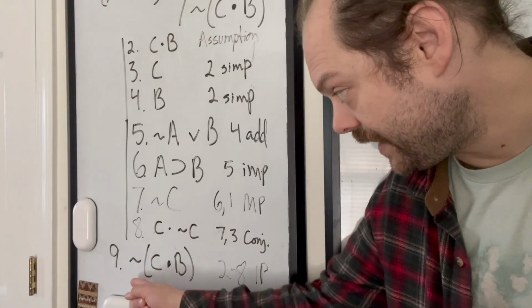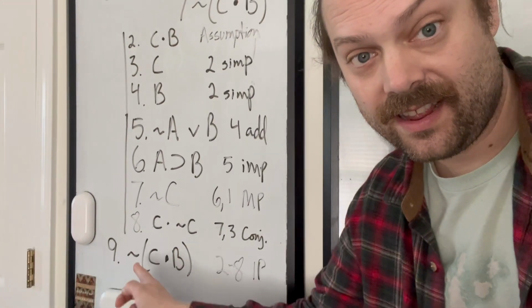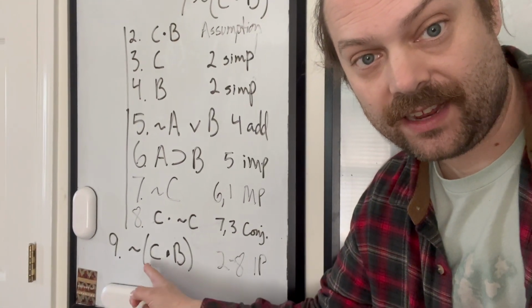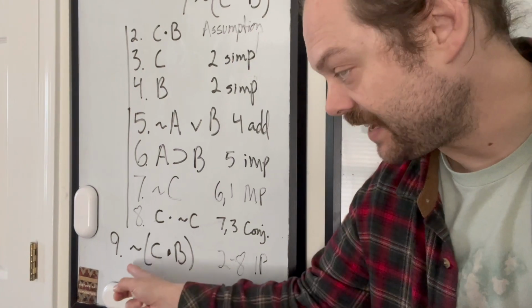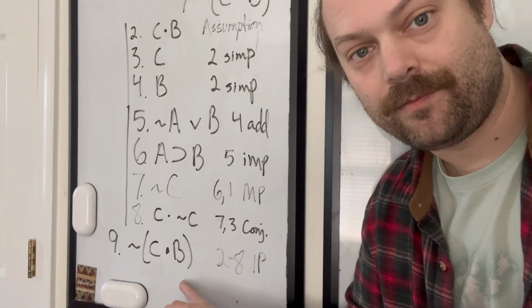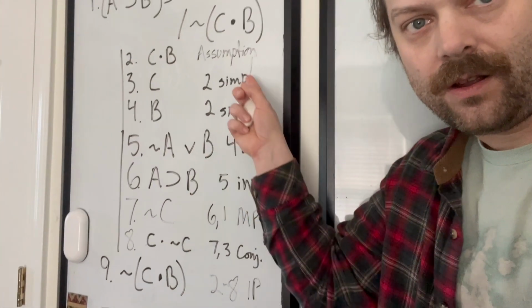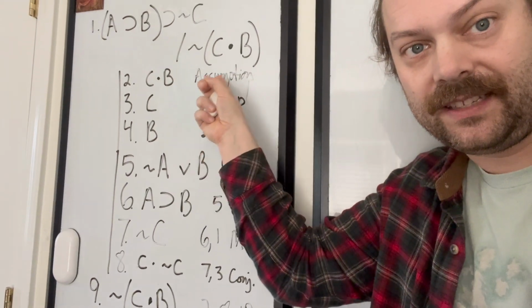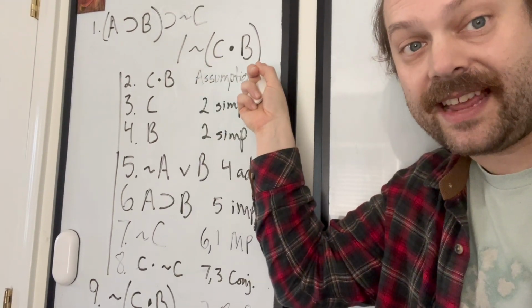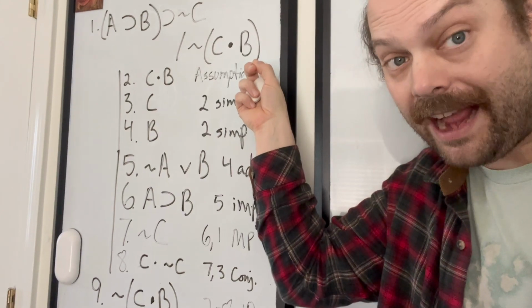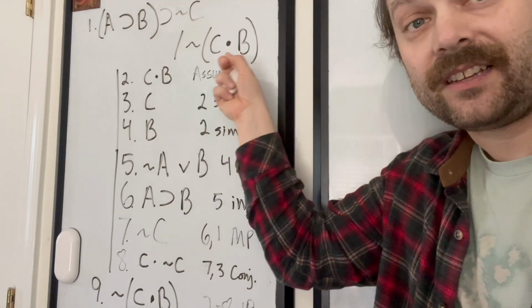All right, so we move back and we conclude not C and B. It's not the case that C and B. How did we get there? We assumed C and B because we knew that it's not the case that C and B was the conclusion we're after. This is the conclusion we were after.